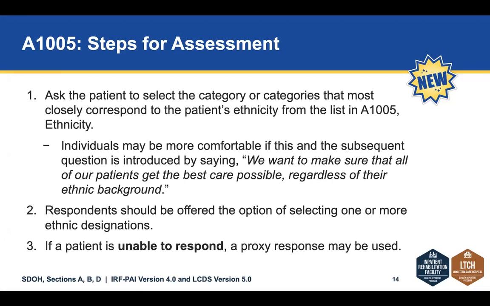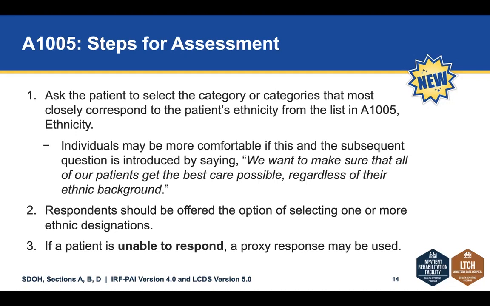The first thing an assessor should do is ask the patient to select that category or categories that most closely correspond to the patient's ethnicity from the list in A1005. Now, some people may be uncomfortable answering the ethnicity and race questions. So to allay any concerns, the assessor could introduce the ethnicity and/or race questions by saying, we want to make sure that all of our patients get the best care possible, regardless of their ethnic and or racial background.